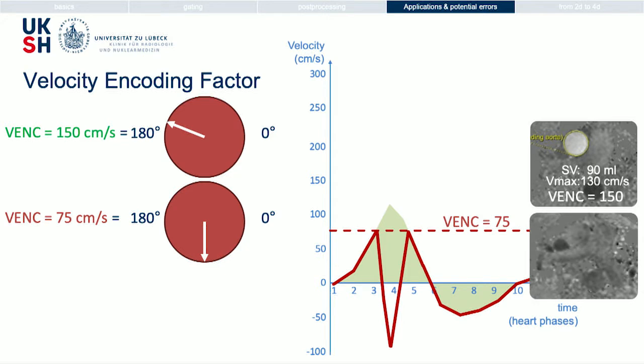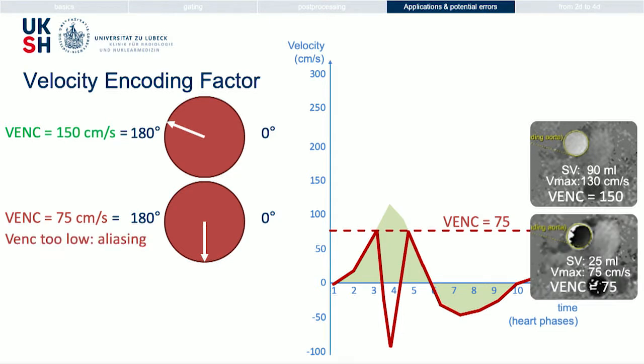And this looks in a very intense version like this. So in the areas of peak flow, you get a color shift from black to white or white to black, which isn't logical. This is called aliasing. And you can correct it with software solutions, but you can also just check on the scanner and then adapt your VENC after the measurement.